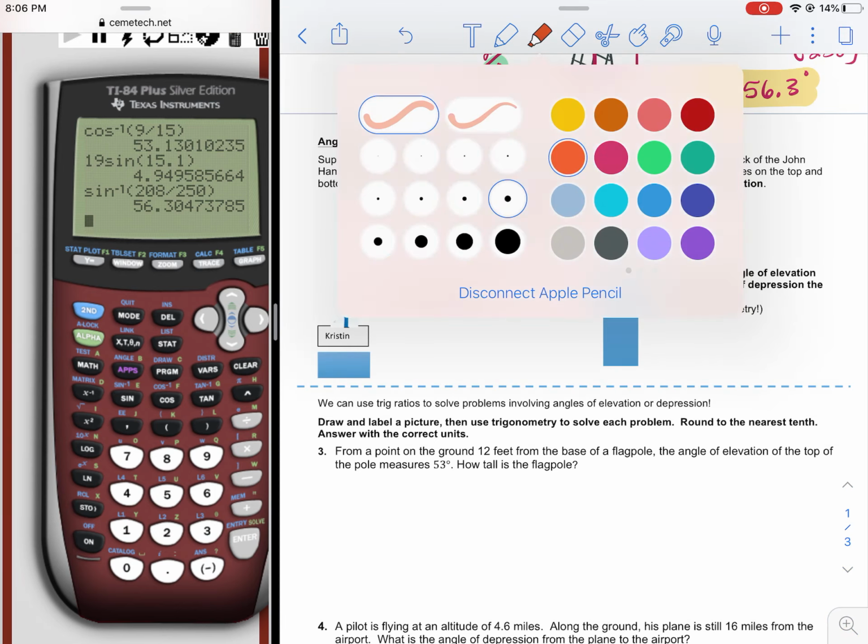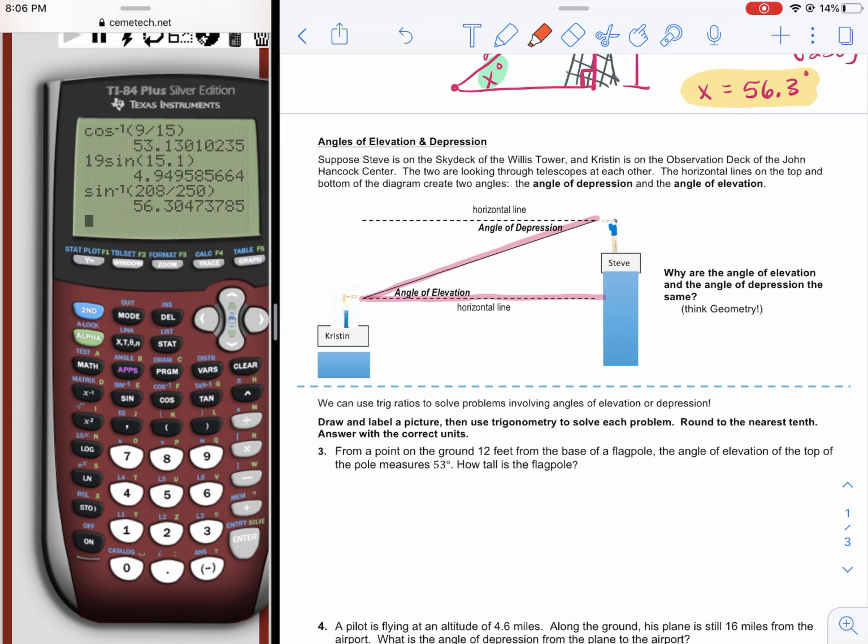Now because Steve is looking down at me, his angle is formed by a horizontal line parallel to the ground and a line of sight down towards me. Notice that the angle of depression and the angle of elevation are congruent. They have the same measure. And a quick review from geometry: why are these angles congruent? They are called alternate interior angles.